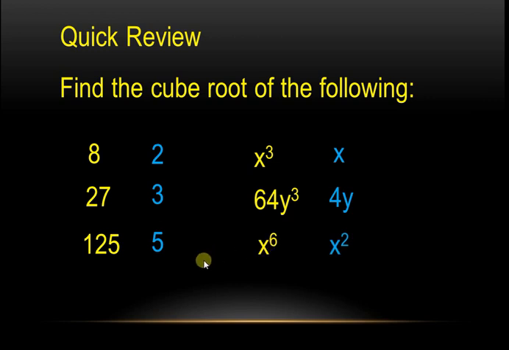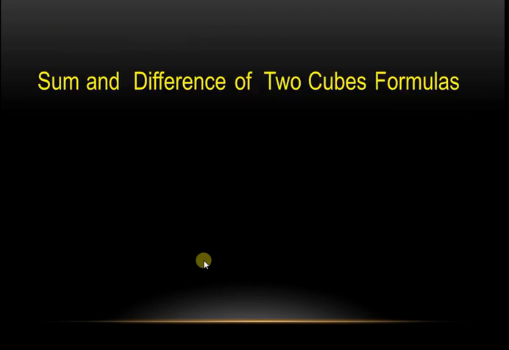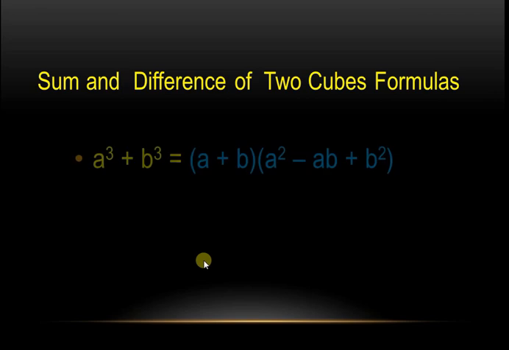It is very important in this lesson that you know how to get the cube root, or to check if a given term is a perfect cube. Now, let's have the two formulas that we're going to use in factoring sum and difference of two cubes. So this is the formula. Take note. The first term and the second term are both perfect cubes.